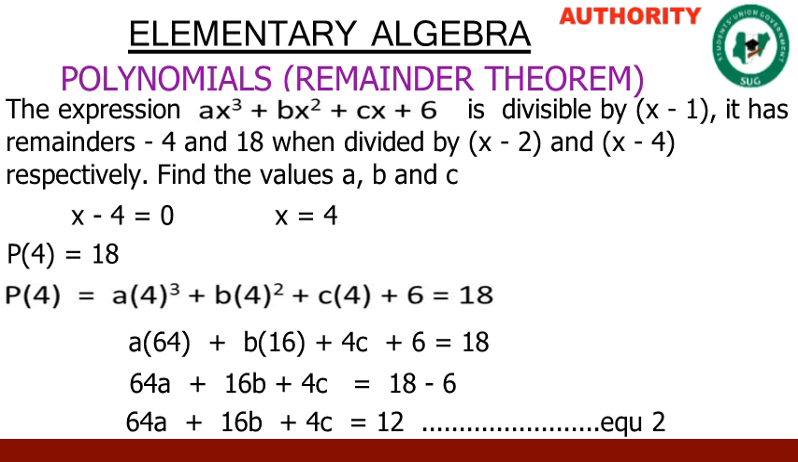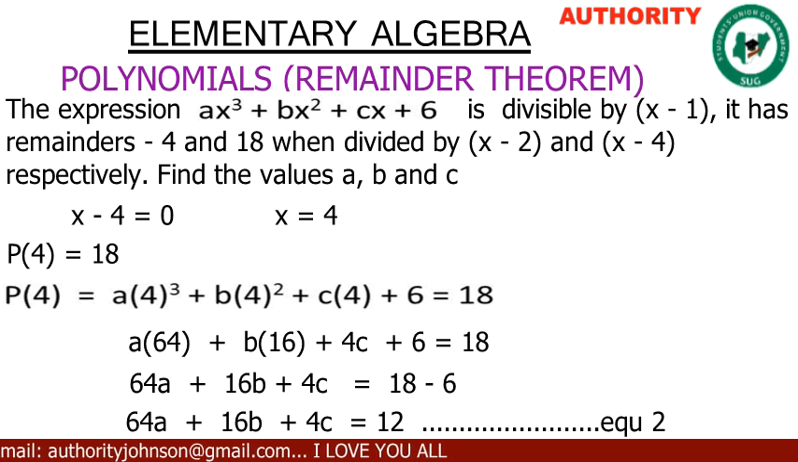Now you discover that the previous ones we've been solving involved two unknown terms. But in this case, we are asked to find 3 unknown terms. So that means it's going to lead us to 3 equations, one each for a, b, and c. You discover that these 2 equations we have gotten are not enough to find the values of a, b, and c.